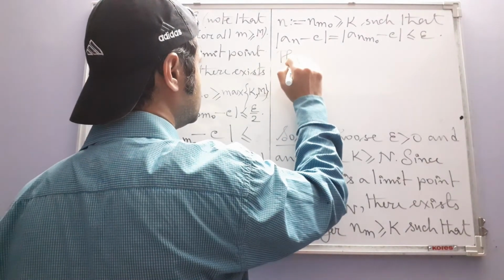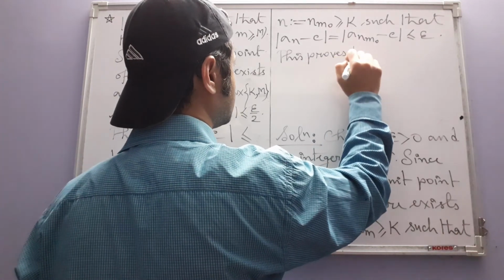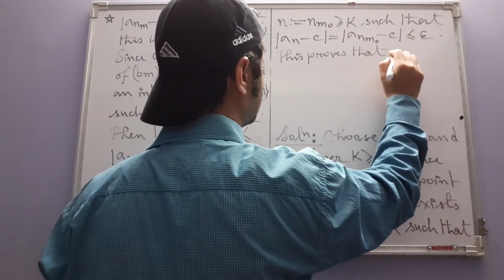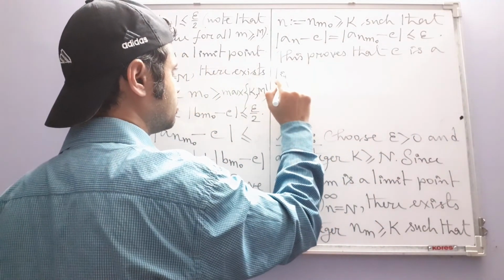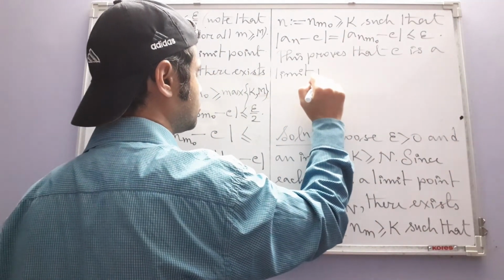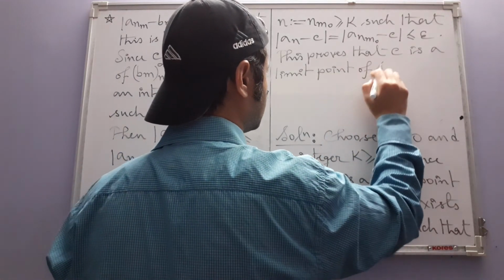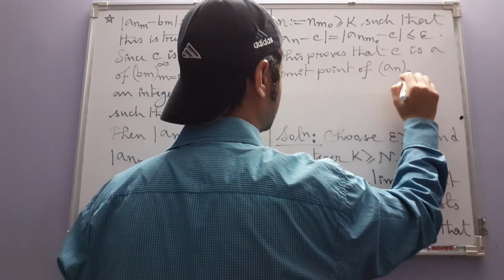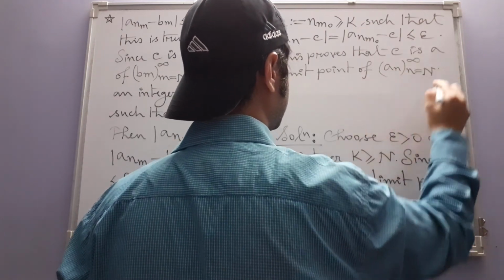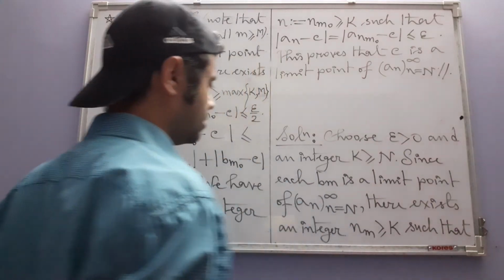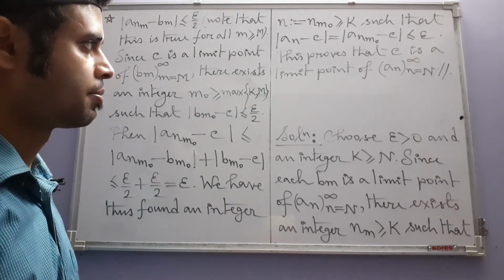This proves that c is a limit point of our original sequence. This completes the solution, and it also completes this set of exercises.